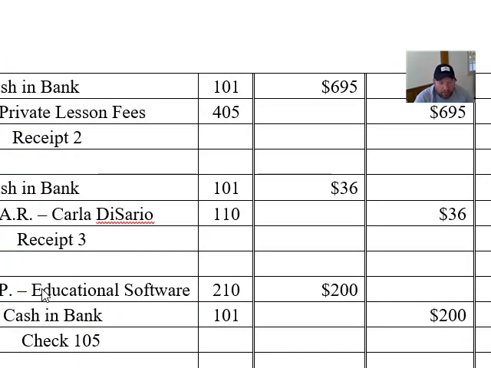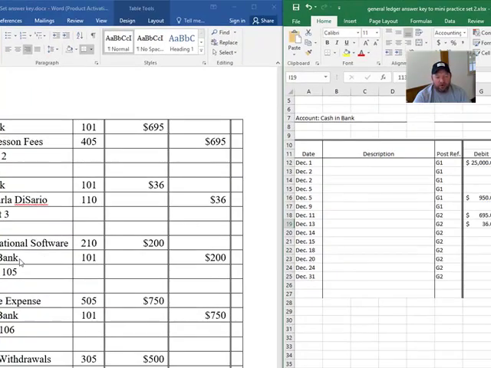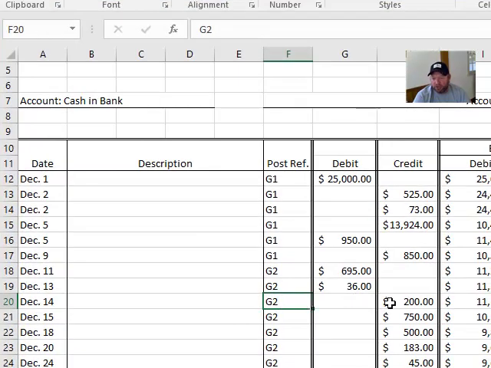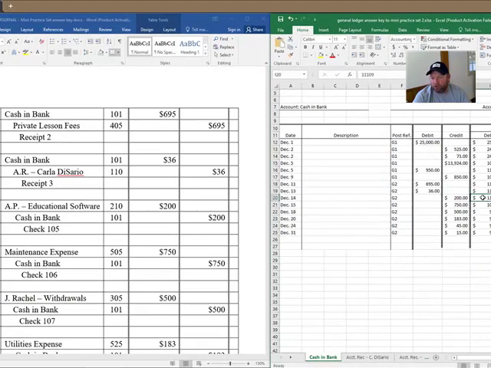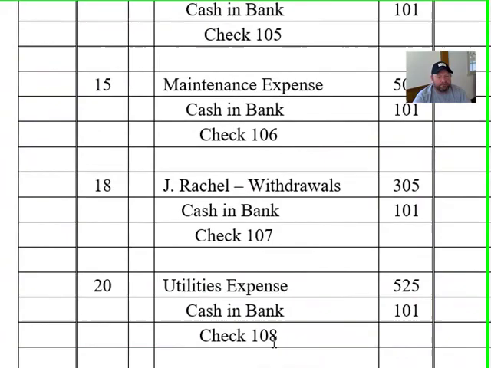Okay, on the 14th, we have accounts payable to educational software. This is where we owe them $200. We wrote a check, 105, comes out of cash and bank. So here I am on page 2 on the 14th. We wrote a check for $200. It decreases our total balance. We're now at $11,109.